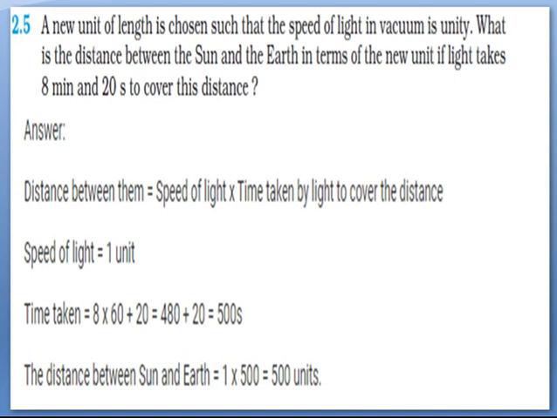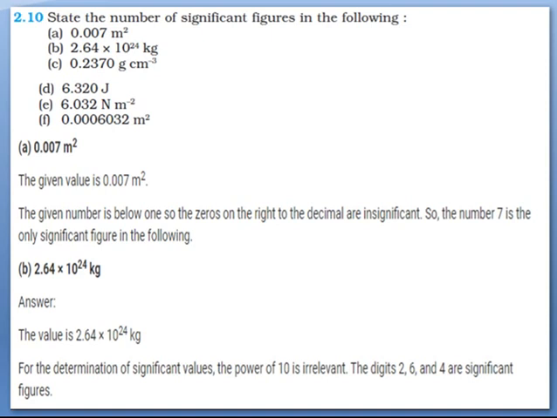So the distance between sun and earth will be equal to speed, and the speed of light in vacuum is unity, it is already given. So speed is 1 and time is 500 seconds. So the distance between sun and earth will be 1 into 500, that is 500 units. So this is how we can solve question 2.5.